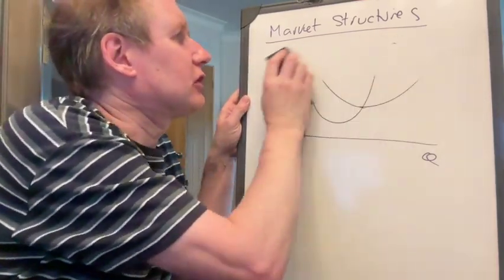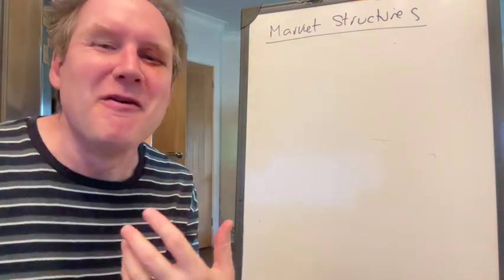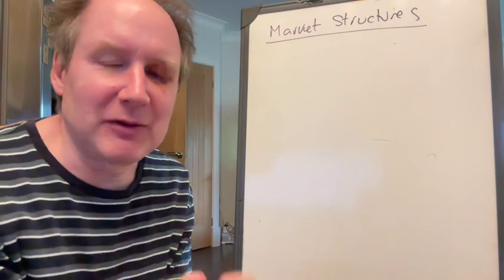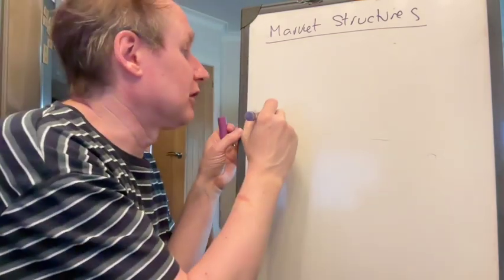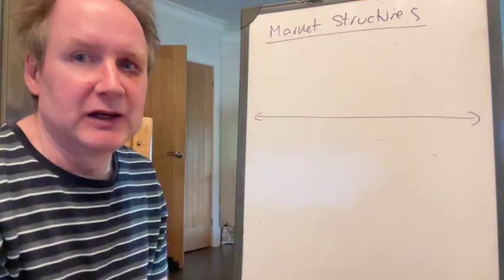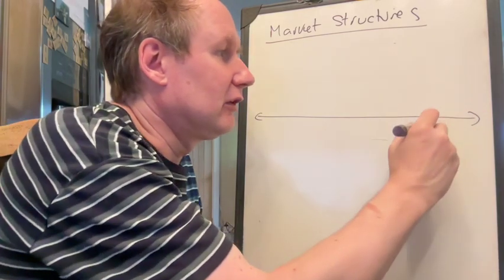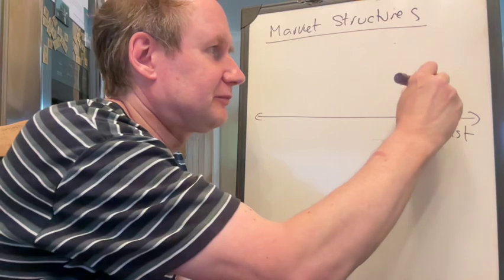By market structure, I'm talking about what the structure of the market is. What does that market look like? In particular, how competitive is it? We can construct a spectrum of competitiveness. At one end, the least competitive market structure, we've got monopoly.